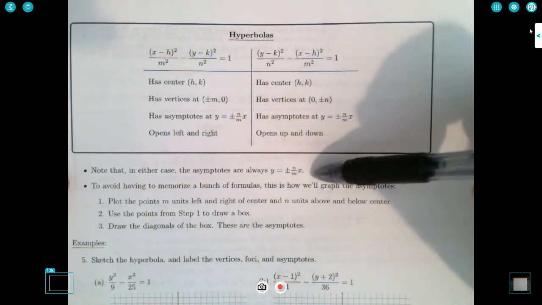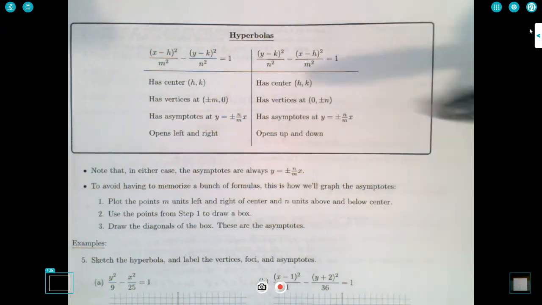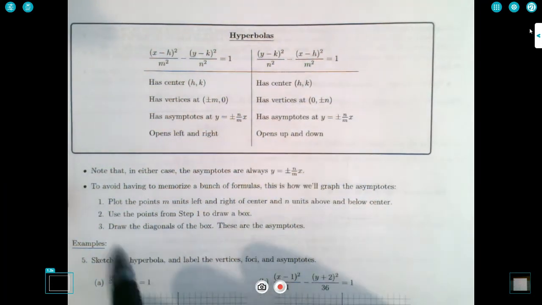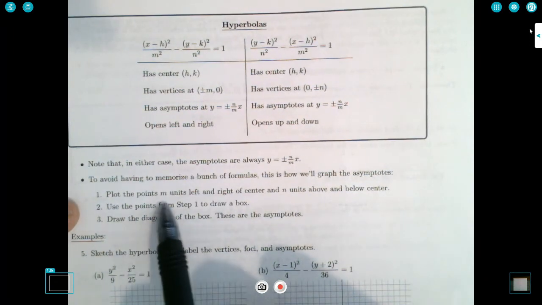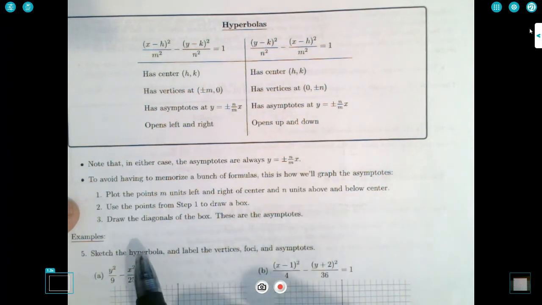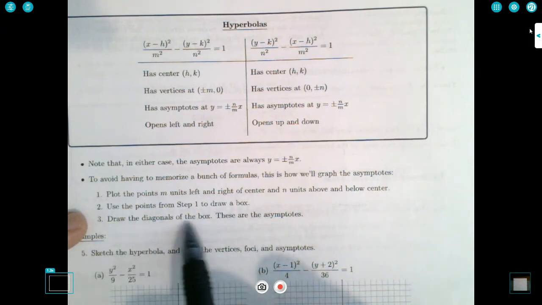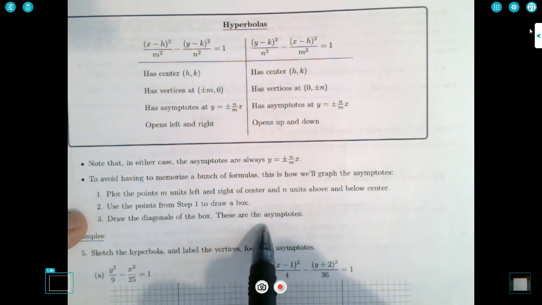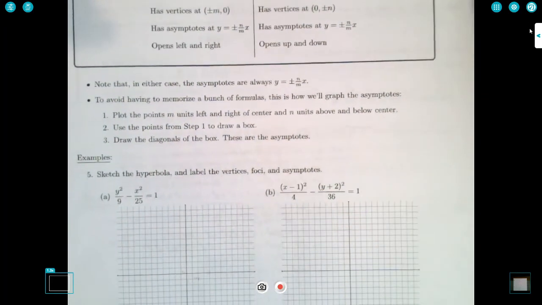you could memorize that, right? You could memorize that the asymptotes are going to be y equals plus or minus n over m times x. But to avoid having to memorize it, what we'll do is this. We're going to plot the points m units left and right of center and n units above and below center. And then we'll use those points to draw a box. And then we'll draw the diagonals of the box. And those are the asymptotes.